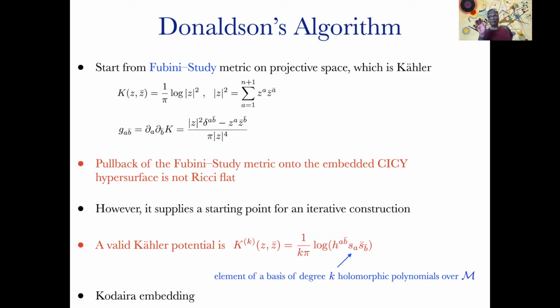Donaldson's algorithm is perhaps the numerical state of the art in computing metrics on Calabi-Yaus. The idea is to start from the Fubini-Study metric on projective space, which is Kähler and well understood. The pullback of the Fubini-Study metric onto the embedded hypersurface, however, is not Ricci flat. But it gives us a starting point for an iterative construction. So given an element of the basis of degree k holomorphic polynomials over M, we can construct a Kähler potential. We essentially realize a Kodaira embedding and use the Fubini-Study metric to proceed. The number of such basis polynomials scales like order k to the fourth for the quintic.